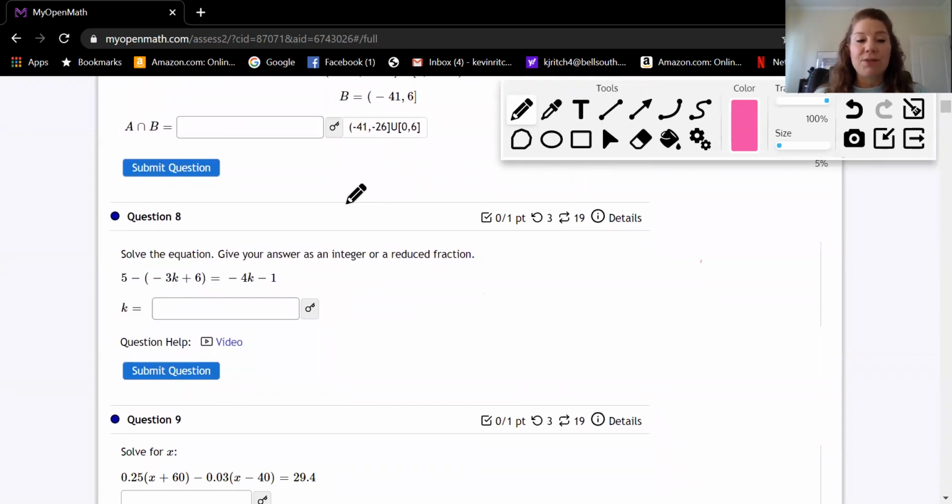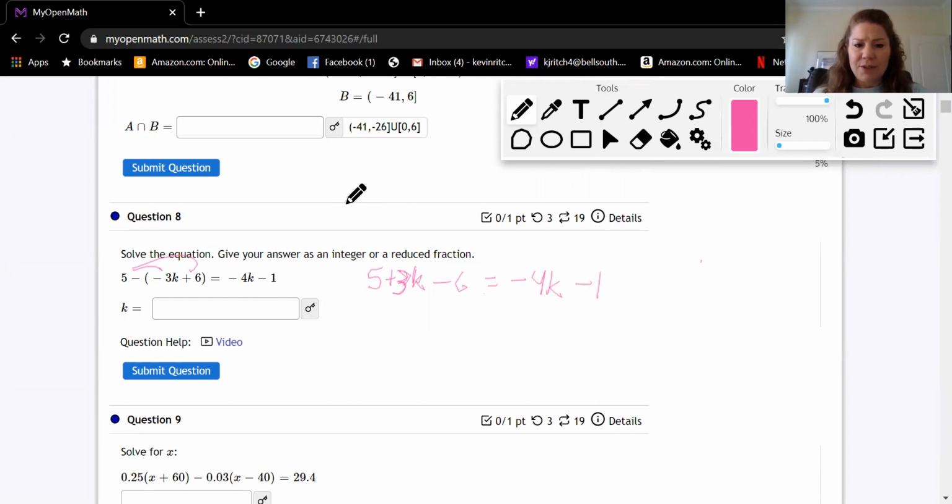So first thing we're going to do is distribute that negative sign to everything in the parentheses. So we're going to bring down our 5. The opposite of negative 3k is positive 3k. The opposite of 6 is minus 6, is equal to negative 4k minus 1.